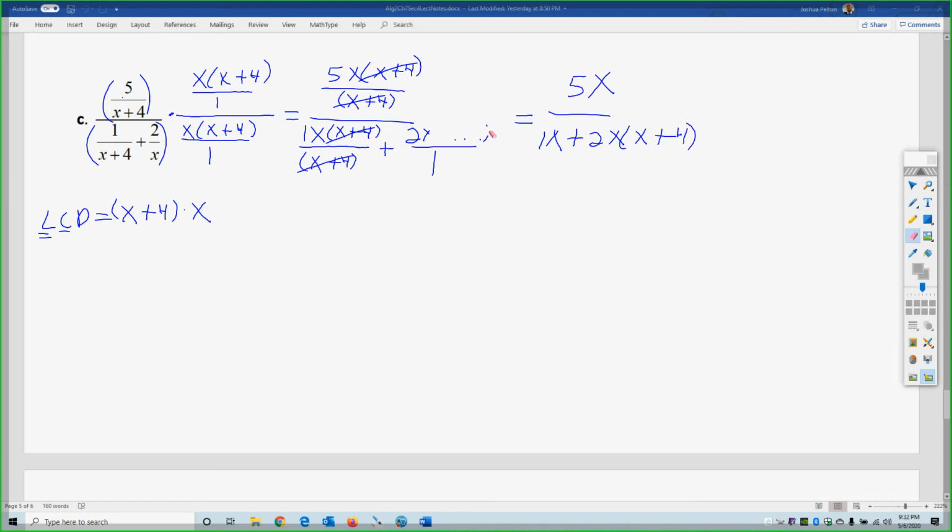Let's write this a little bit better here. Okay, so that is x plus 4. That's a little bit neater.